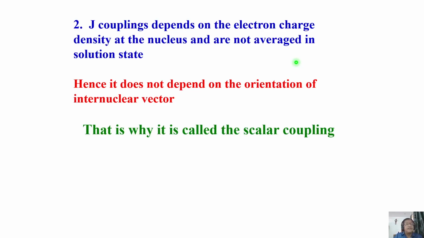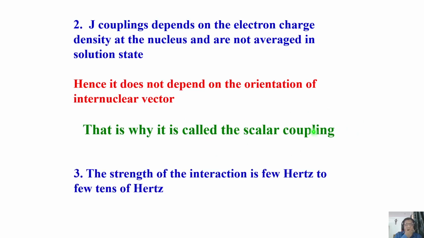If it has an orientation dependence, you can call it a vector, right? So it is not direction dependent. It has no direction. It is simply a number. It is called a scalar coupling. Okay. And another salient point, number 3. The strength of interaction is a few hertz to a few tens of hertz. Let us say the two protons are J coupled. How do you expect its interaction strength? It is always expressed in hertz. J is always expressed in hertz. Remember, chemical shift was expressed in ppm, delta, but J is always expressed in hertz.